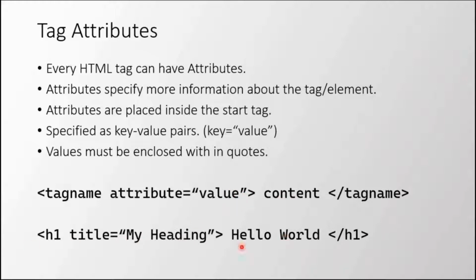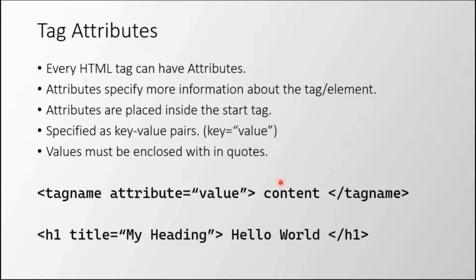So here is the example. h1 is the heading tag, then title is an attribute. This is the attribute name, and this is my heading is the attribute value. So attributes come in key and value pairs. For now you might not be understanding the purpose of attributes, but you will understand them in a short while, when we start writing HTML using HTML tags.